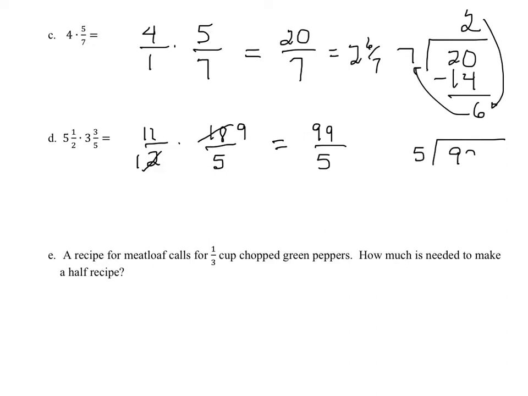Yeah, let's. So 5 into 9 goes once. Oops. 9 minus 5 is 4. Bring down the 9. 5 into 49 goes 9 times. 45 with, yep, you guessed it, 4 left over. So I have 19 whole Hershey bars and 4/5 of another one. I really almost have 20 Hershey bars.